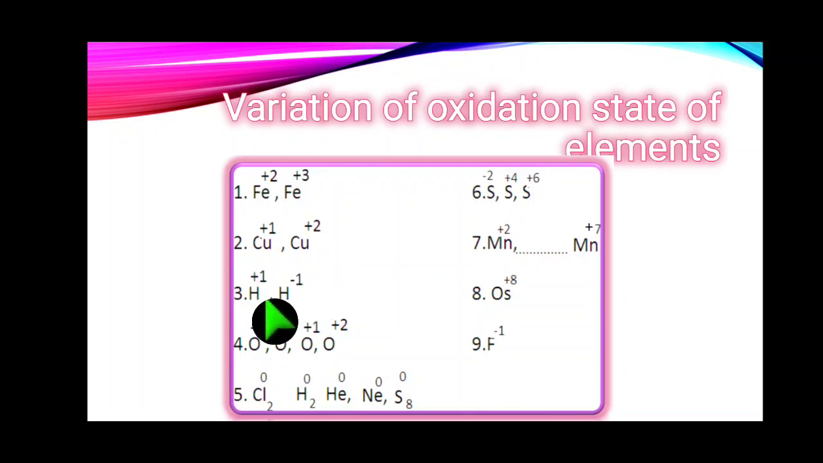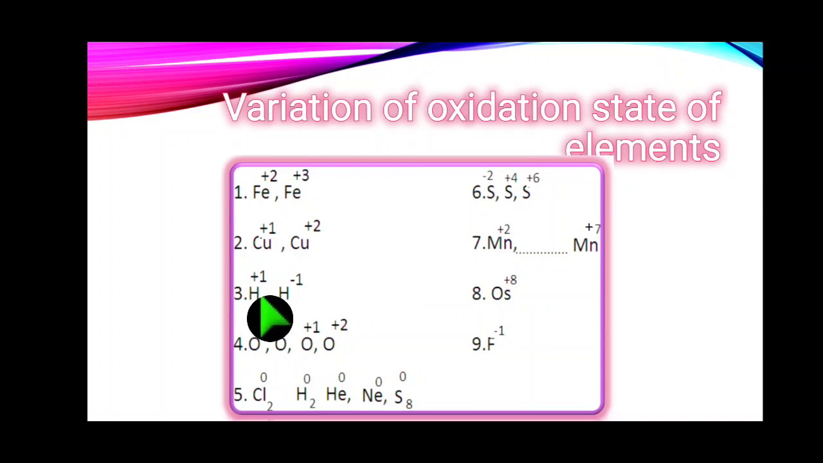Likewise, hydrogen, plus 1 and minus 1. Here hydrogen has a minus 1 oxidation number. The negative oxidation state mostly comes in the next element. The first element is mostly positive, and the second element may be negative. We have just seen one example, sodium chloride. Sodium, the first element, is positive. The next element, chloride, will be negative.